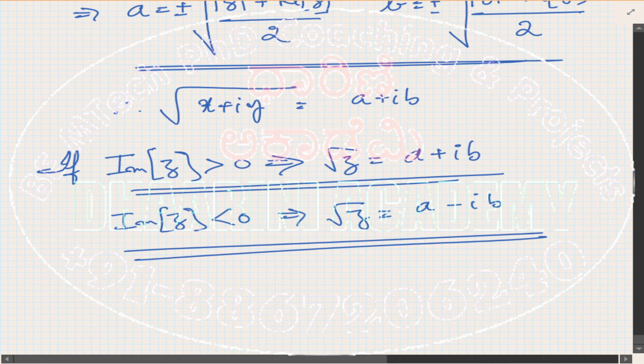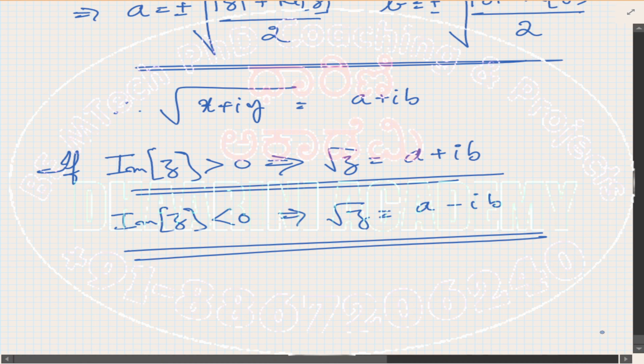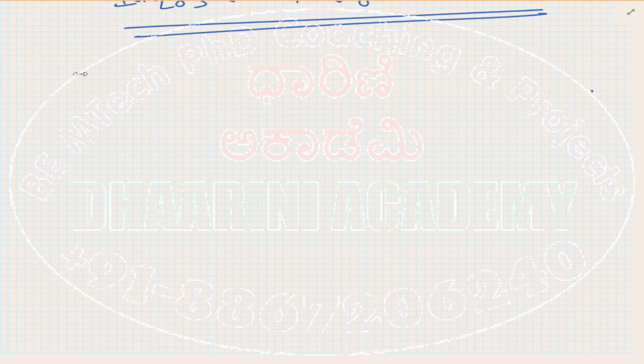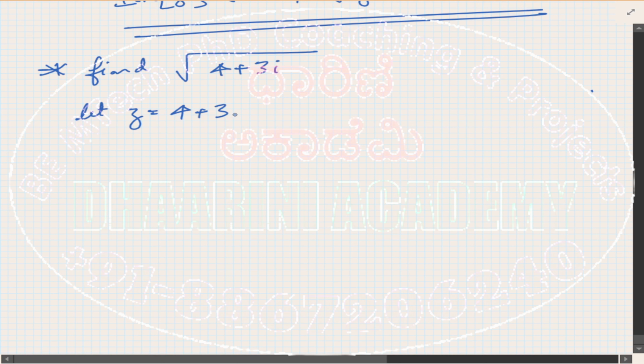So we are going to use this concept to calculate the given square root of a complex number. Now let's solve a problem. So first problem is find the square root of 4 plus 3i. So let's say that z is equal to 4 plus 3i.